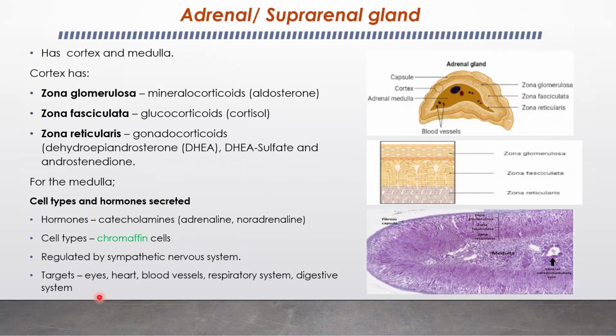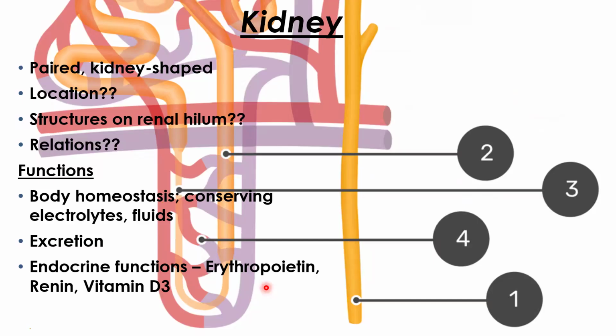So ideally, the eyes will dilate, you'll have increased heart rate, blood vessels will dilate, the respiratory system will increase, you'll have tachypnea, and the digestive system will have inhibition of digestion. So that is how these catecholamines will act.